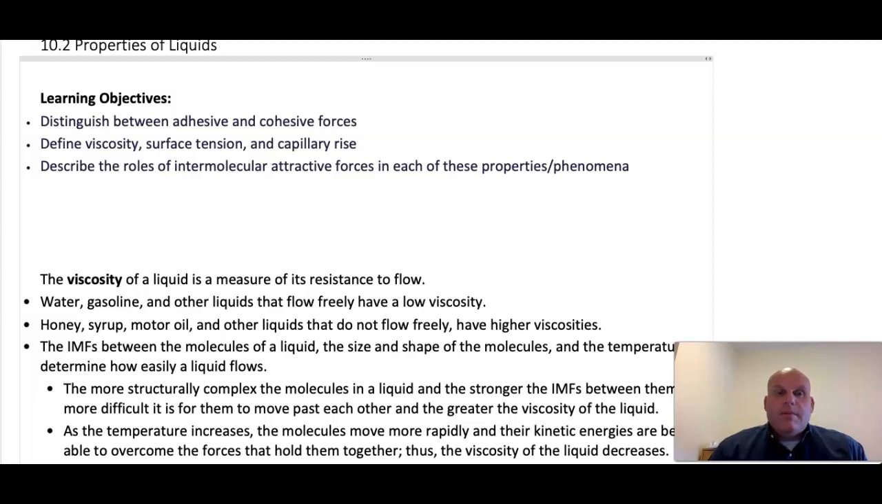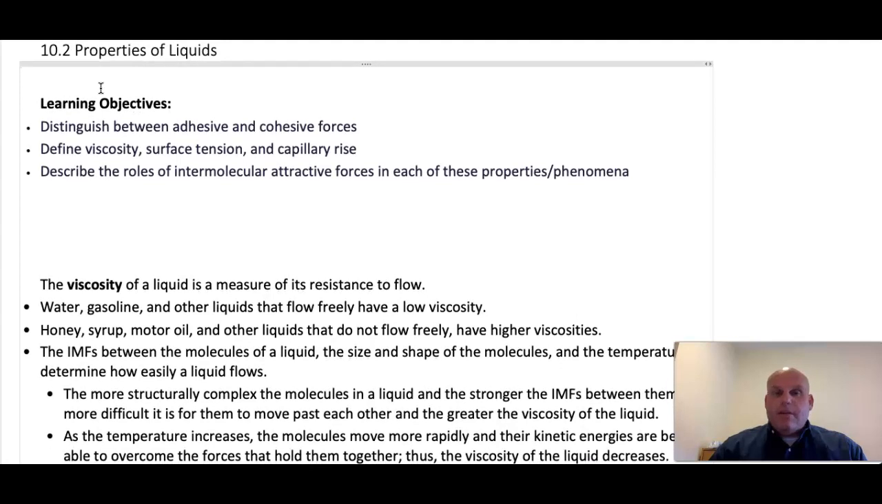Hello, Mr. Simpson here, back with Chapter 10, Section 2, Properties of Liquids. Please take a moment to pause the video to copy down the learning objectives. Lots of notes and discussion here in this section.